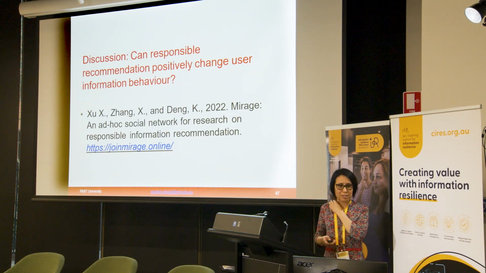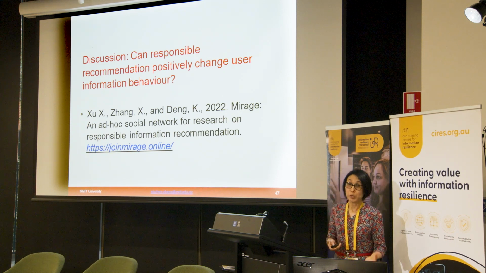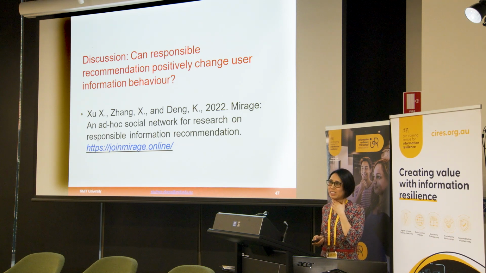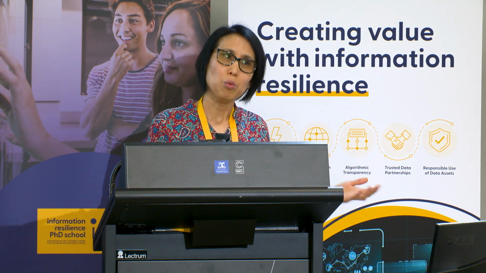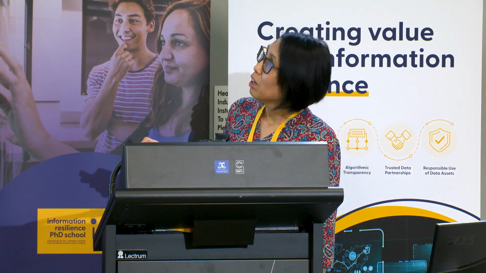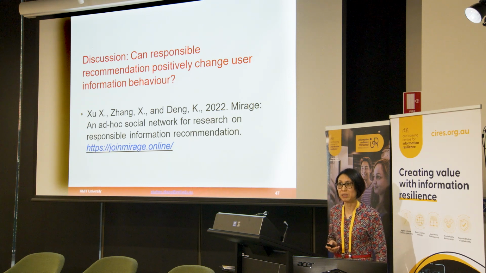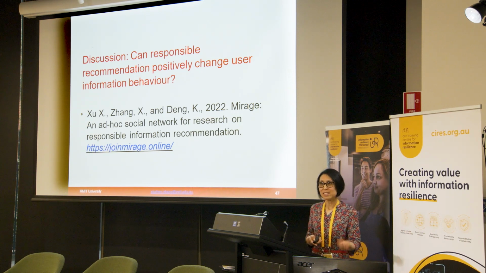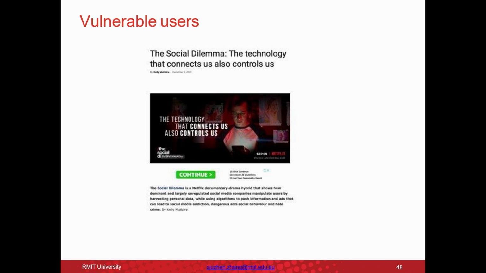Something else I think is very interesting is that the user is very important in this space and for responsible or trustworthy data science. Now, what effect do our responsible recommendation or our AI algorithms have ultimately on users to win their trust? Okay, so can the responsible recommendation positively change users' behavior of seeking information? That's an important topic I think we need to focus on as well. So this actually is a picture I took from a Netflix documentary.